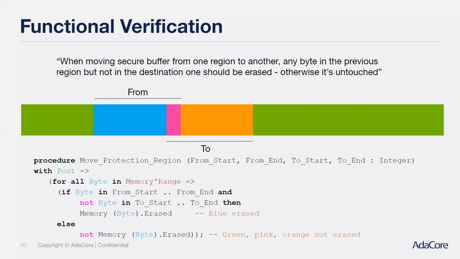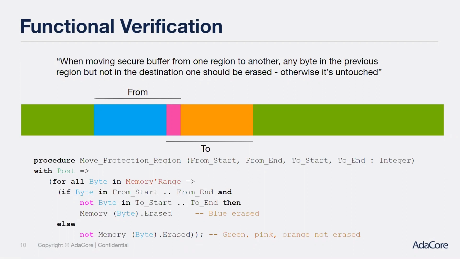For all the bytes that are in my memory, either the byte is in the from region and not in the to region. In such case, it has to be erased. Otherwise, it shall not be erased. Two interesting things here. First of all, this is code that is quite readable for a software developer, right? And as a software engineer, I can write that, I can understand what that is. I could even, in some respect, execute it.